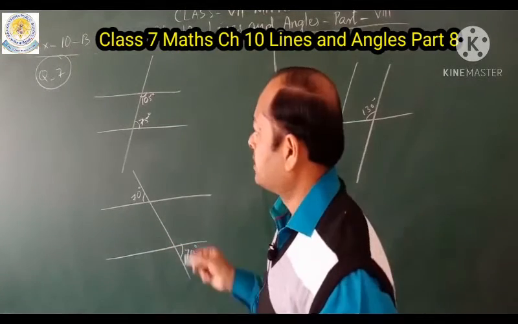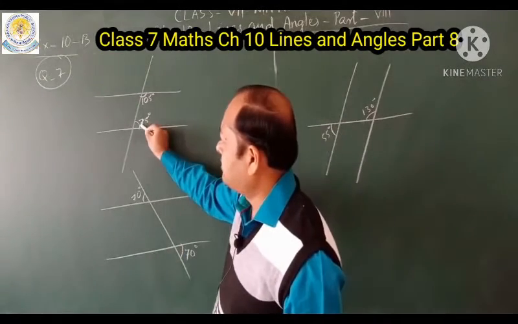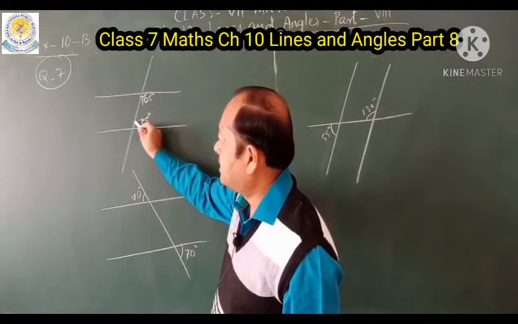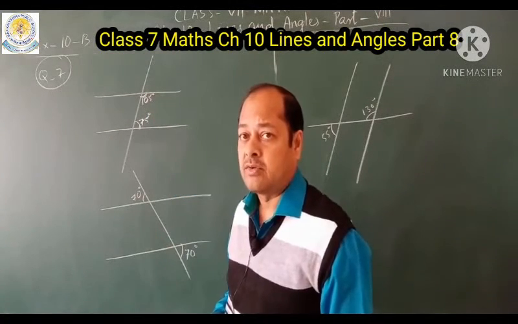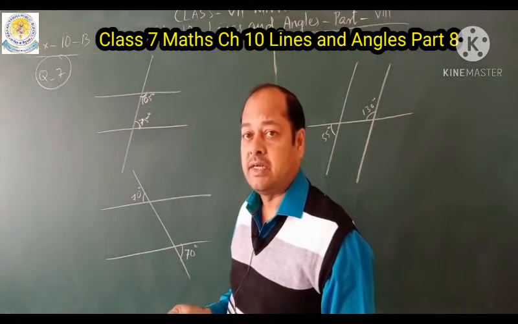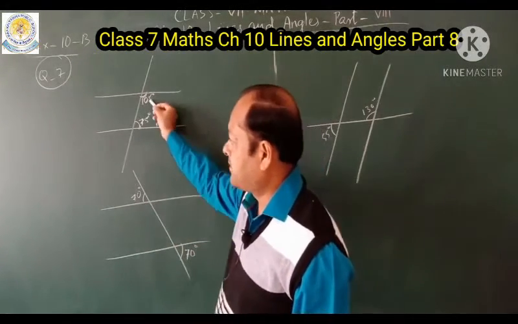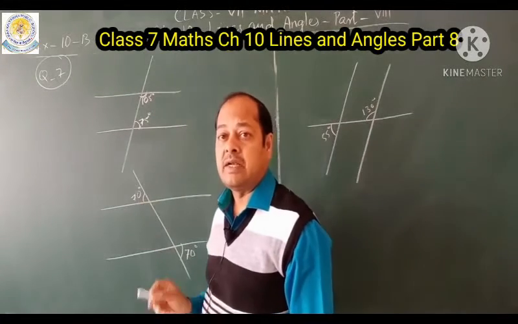Okay, now look at the first figure. Here 75, these are parallel lines and these are the co-interior angles. What is the property of co-interior angles? The sum of co-interior angles equals 180 degrees. So we have to check whether 75 degrees plus 105 degrees equals 180 or not.